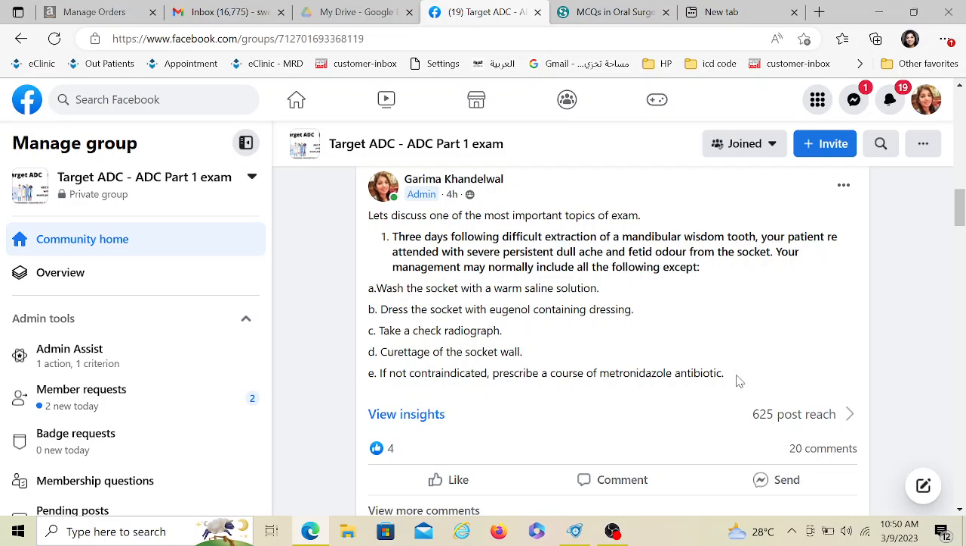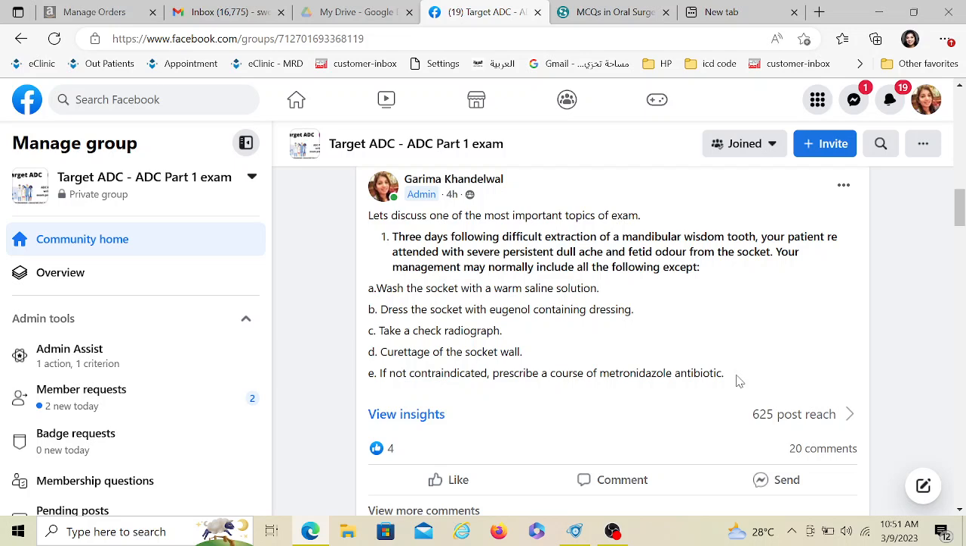So your probable diagnosis is dry socket and infection. And if it was infection and you found it, and if it's not contraindicated, you can prescribe a course of metronidazole. So that option is right. Now coming to option D, curette the socket wall.